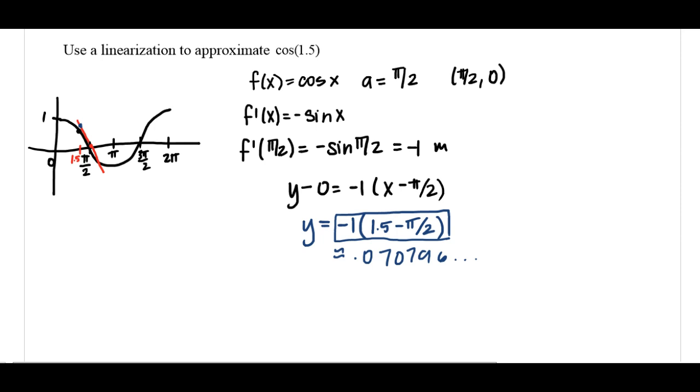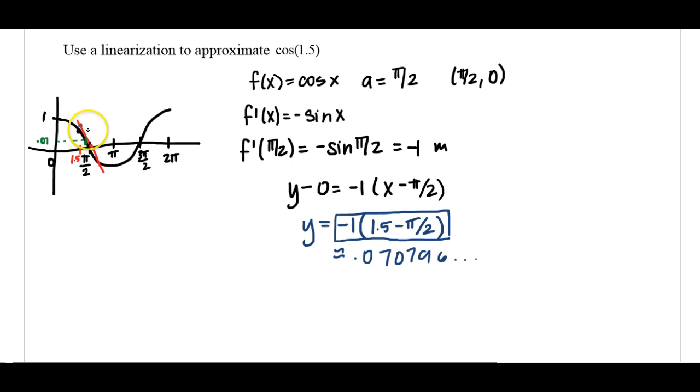So let me go ahead and change colors. Maybe we could see a little bit more. It's like I'm trying to approximate something really, really close to pi over 2 right here using the tangent line approximation. So the value is actually down here, right? So this 1.5, think of it moved over a little bit, and that's where the 0.07 number that's really close to 0 is coming from.